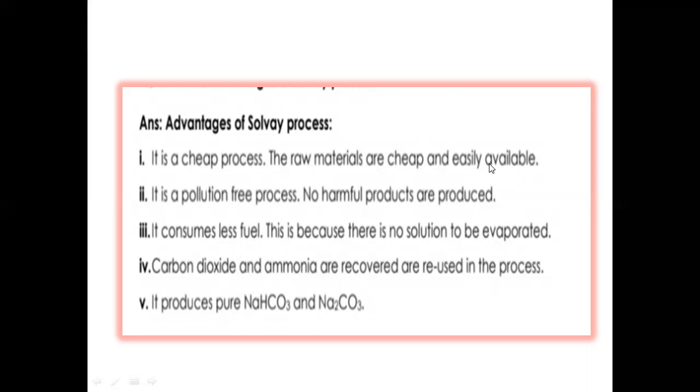Carbon dioxide and ammonia are recovered and reused in this process, and it produces pure sodium hydrogen carbonate, which is called baking soda, and sodium carbonate, which is called soda ash or washing soda. So this is all about the Solvay process.